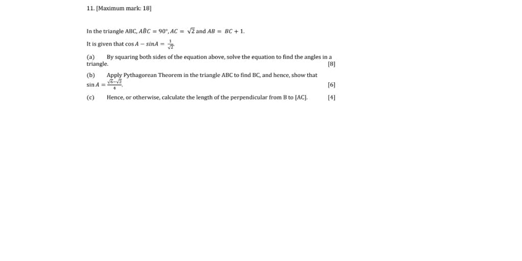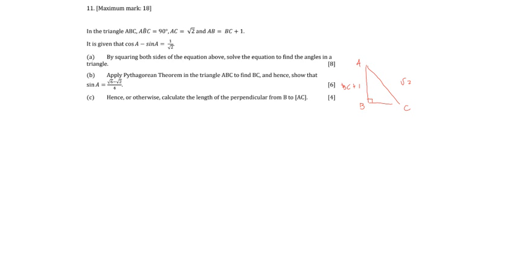This problem appears in an AAHL test. It says in the triangle ABC, angle B is 90 degrees, AC is square root of 2, and AB equals BC plus 1. It is also given that cosine A minus sine A equals 1 over square root of 2. If we're going to draw the figure, a right triangle ABC, our B is our 90 degrees. This is angle A, angle C. So this AC is square root of 2 and AB is equal to BC plus 1.